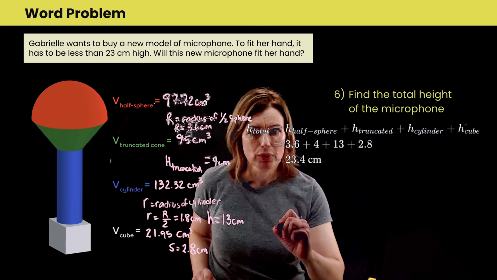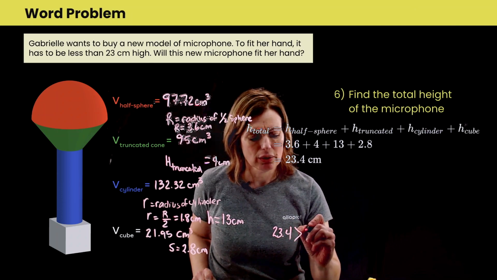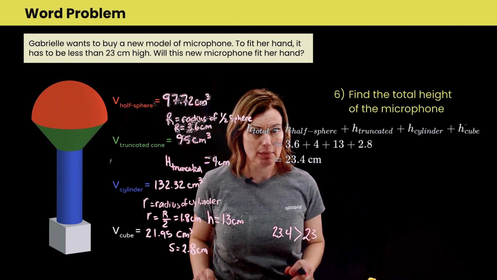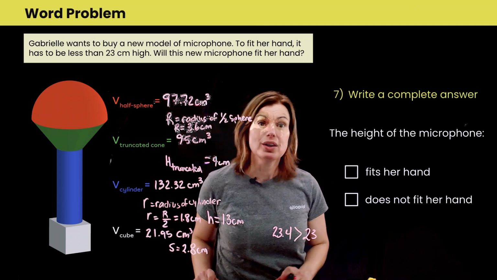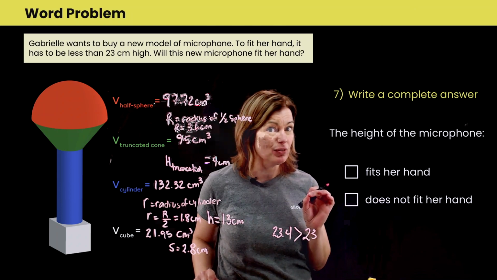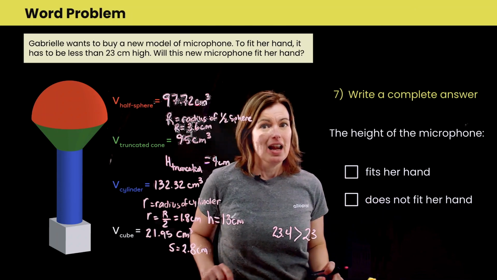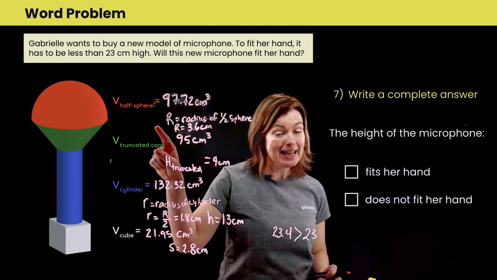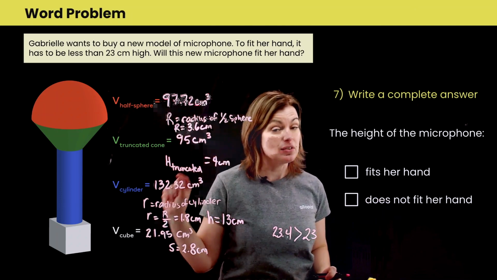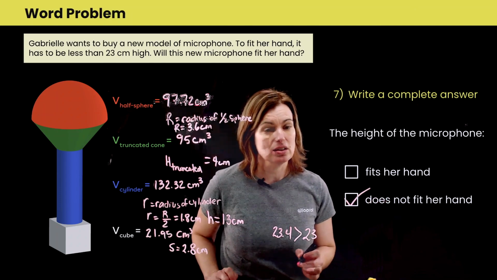And that 23.4 centimeters is greater than 23 centimeters. So if we go on to just write that complete answer, we have to consider whether or not the height of the microphone fits her hand or does not fit her hand. And since it had to be less than 23 centimeters high to fit her hand, then we know that this does not fit her hand.